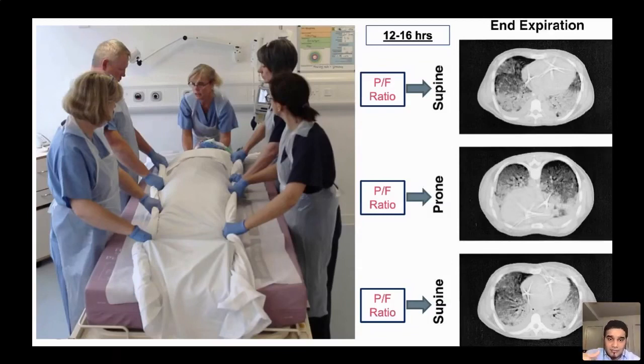Okay, so these patients, before you put them from supine to prone position, you calculate their PF ratio, P to F ratio. Then when you put them immediately prone, you calculate the P to F ratio again, and you're really going to see a really good improvement in their oxygenation.